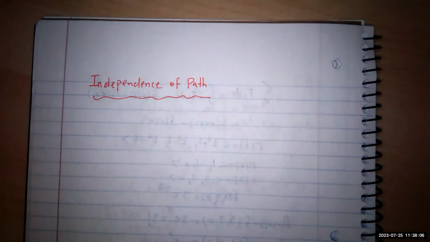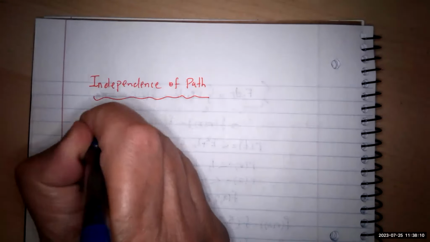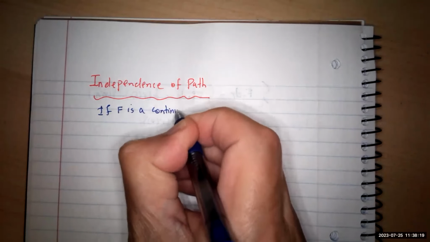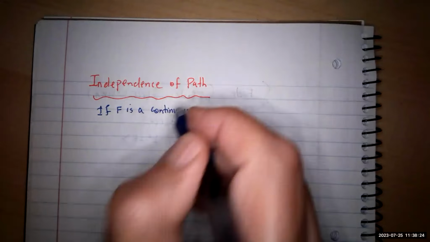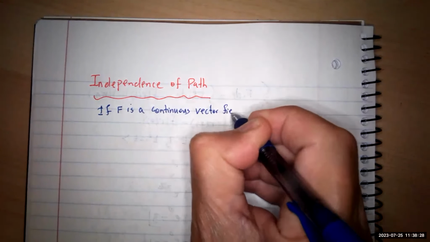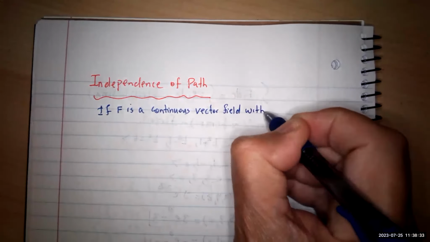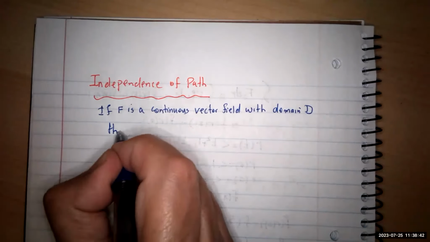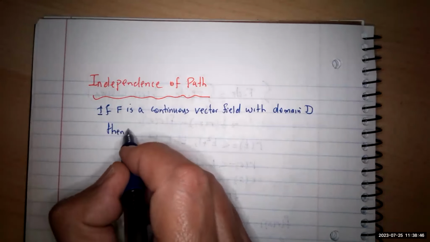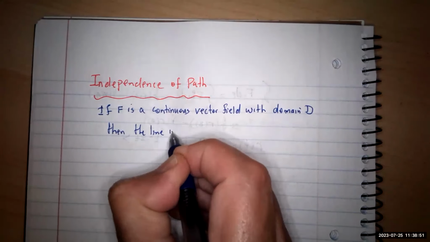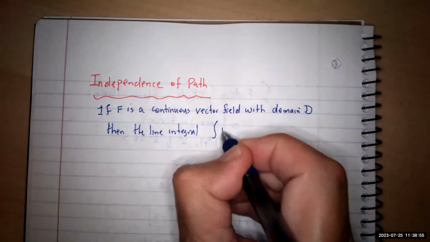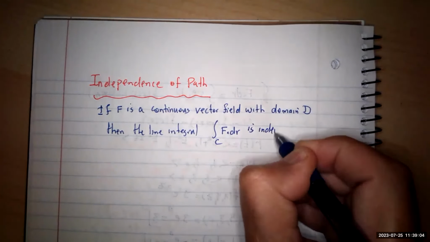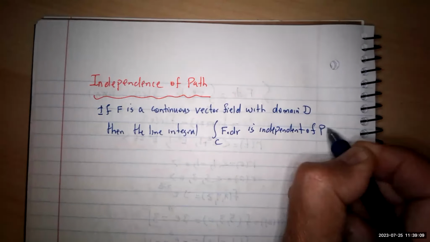That's the case. Now, this is a situation, as I talk about it: if the vector field F is going to be a continuous vector field, a continuous vector field with domain D, it's a function that's going to be defined on D. Then the line integral of F dot dr over C is going to be independent of path.